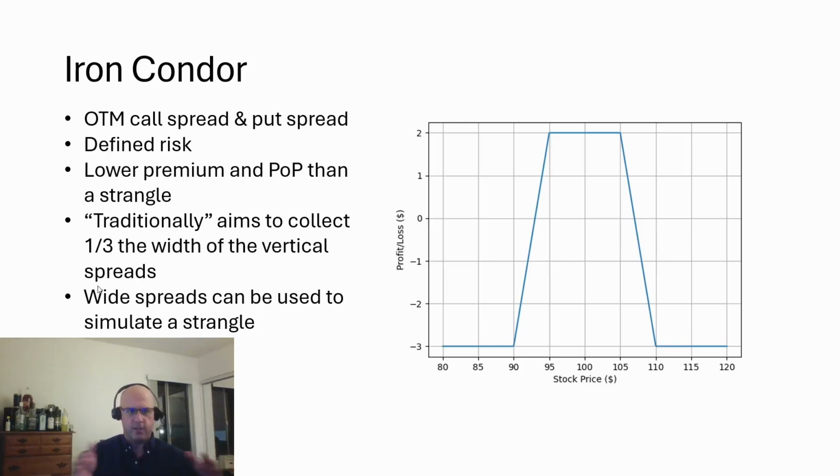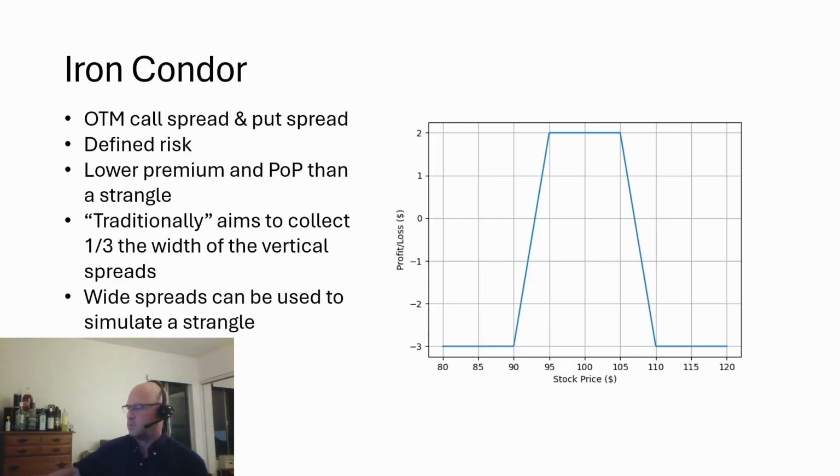And just like moving the long strikes away on a butterfly becomes closer and closer to a straddle, the wider you go, the wider these call and put spreads become, the closer to a strangle you get. So a lot of people will do this. Like in the case of Netflix, I might do it because it's such an expensive stock. I don't want to put up almost $20,000 per one lot. So I might do a wide iron condor, which will cap my losses and also reduce the amount of money that I need to put up to make a trade.